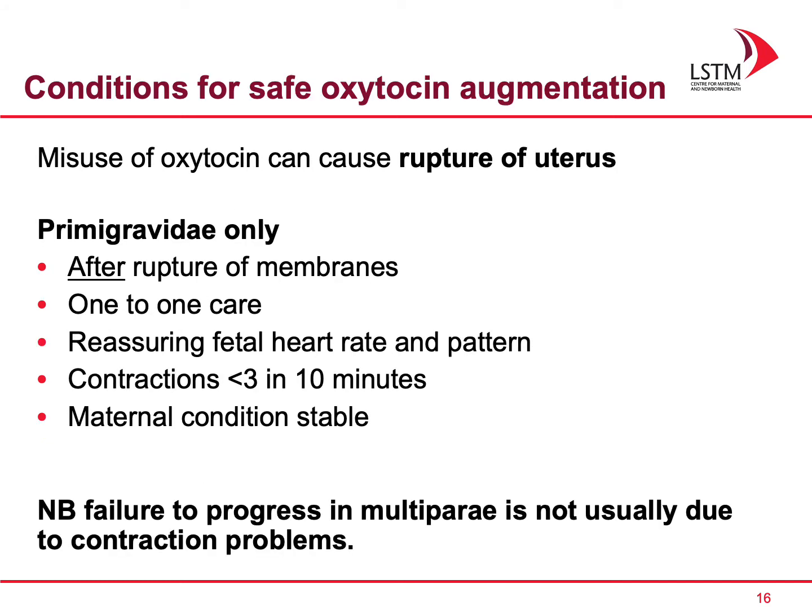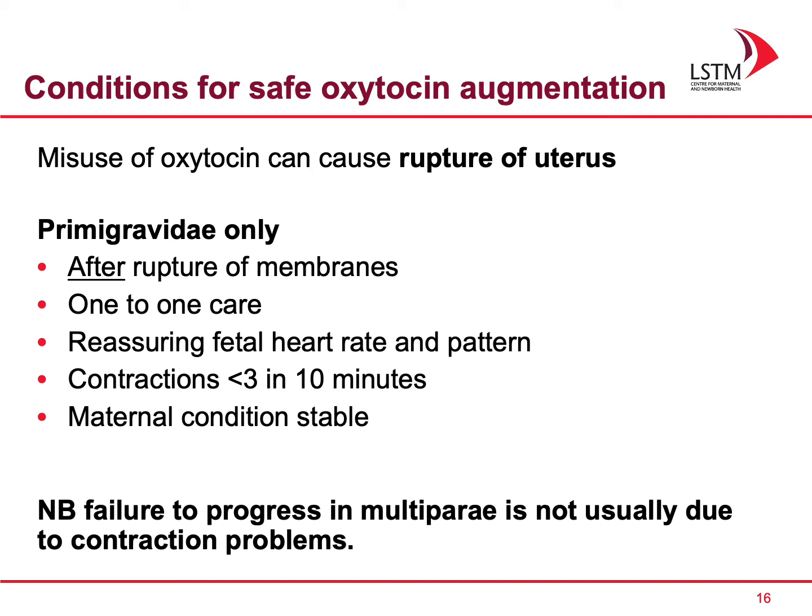Conditions for safe oxytocin augmentation. Misuse of oxytocin can cause rupture of the uterus. It should only be used in primogravid women and only after rupture of the membranes. It's important to be able to provide one-to-one midwifery care for these women. There should be no signs of fetal distress. The contractions should be less than 3 in every 10 minutes to avoid hyperstimulation, and the maternal condition must be stable with normal vital signs.